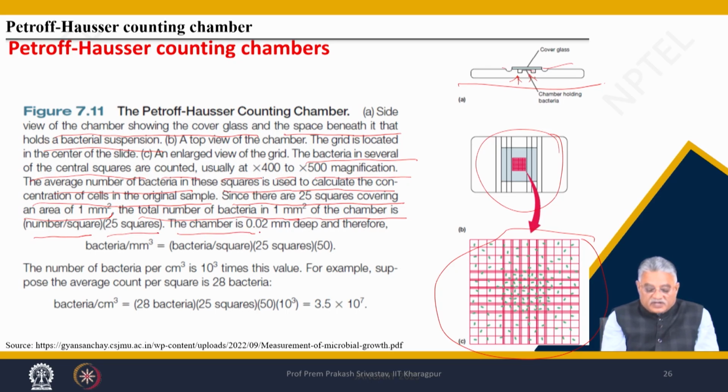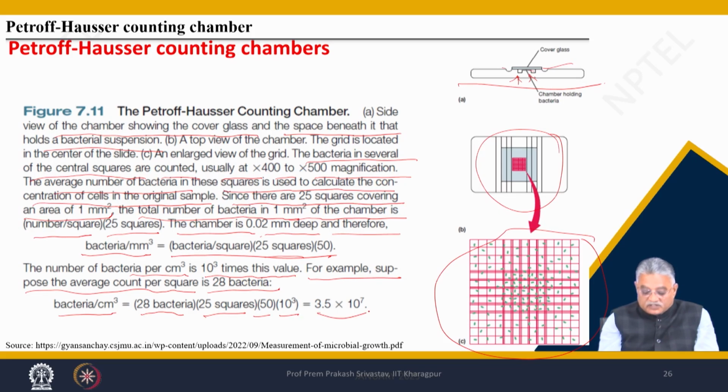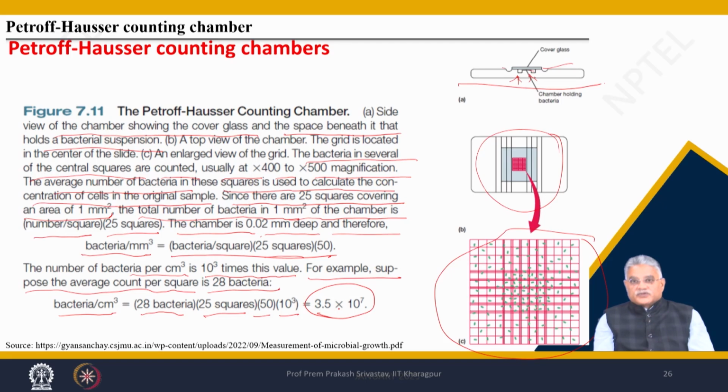The chamber is 0.02 millimeter deep, and therefore, bacteria per millimeter cube will be equal to bacteria per square times 25 squares times 50. The number of bacteria per centimeter cube is 10 to the power 3 times this value. So, for example, suppose the average count per square is 28 bacteria, then bacteria per centimeter cube will be 28 x 25 x 50 x 10^3, which is equal to 3.5 x 10^7.